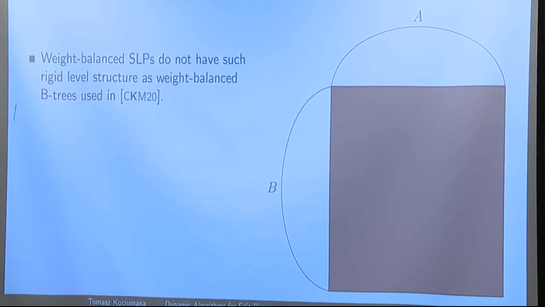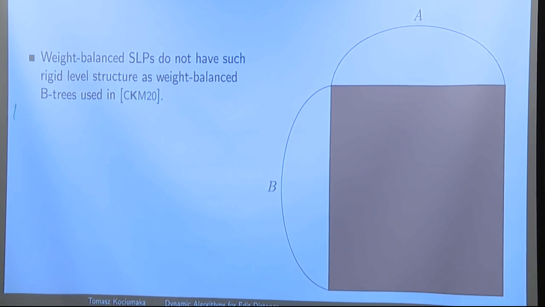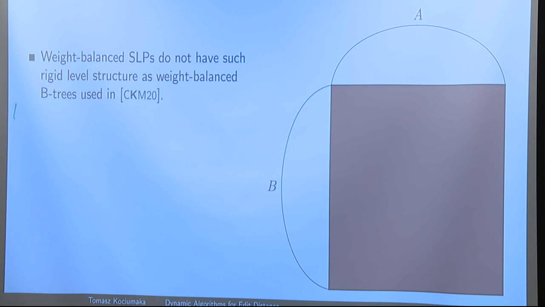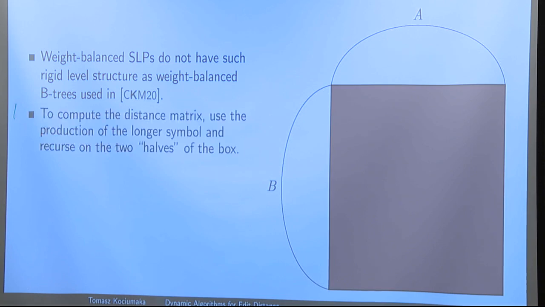What we need to do is we need to compute the distance matrices. And the challenge here is that in the previous algorithms, we used these B trees, which had very rigid level structure. For each level L, we had phrases of length between 2 to the L minus 1 and 2 to the L plus 1. Now this is no longer the case. So instead of building the tree in a bottom-up fashion, we'll do it in a top-down fashion. Whenever you want to compute a distance matrix for some pair of symbols, we will split the longer of the two symbols into two pieces based on the production. So let's say that A is longer. In this case, they are the same length.